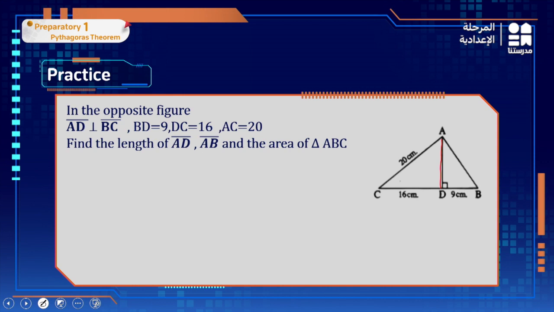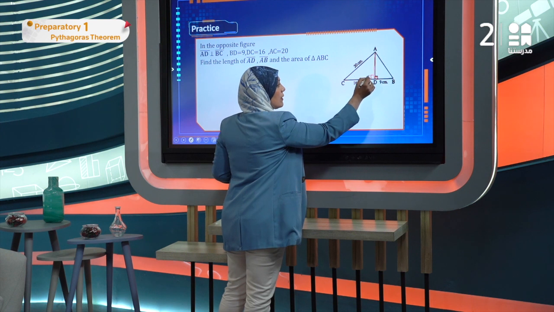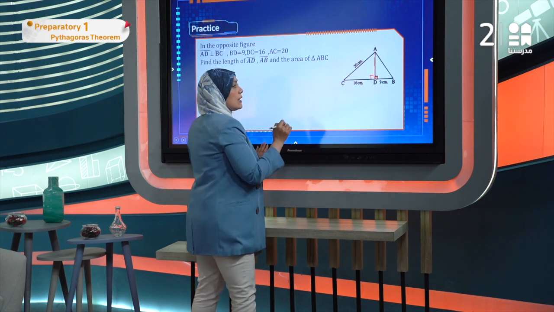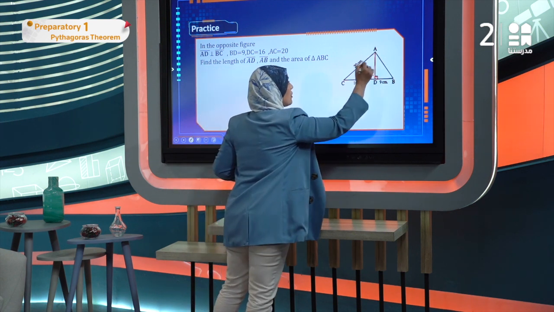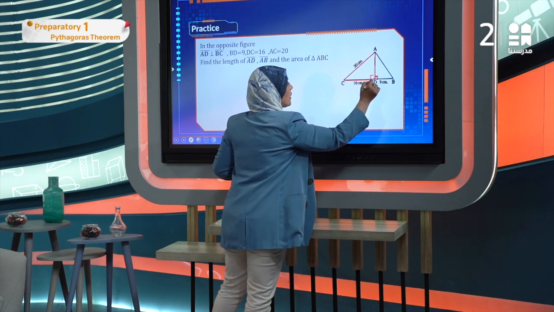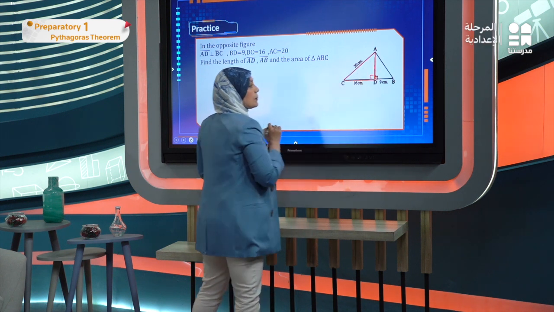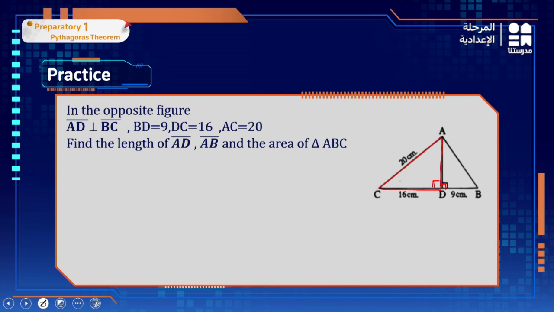So first, we need to find the length of AD. How can we find it? We have a right angle. If this one is right, so this one is right, okay? This one is 90. Now we are going to use the Pythagorean theorem on this triangle, this one. Why? Because we need AD. Now, the given one is the hypotenuse, so we need to subtract, okay?